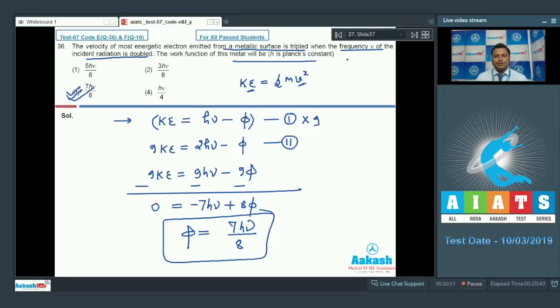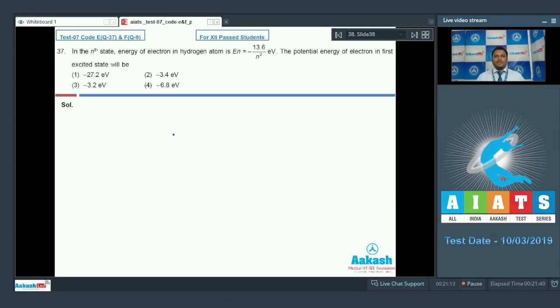Now let us proceed to the next question, that is question number 37. So here is question number 37. In nth state, the energy of electron in hydrogen atom is En equals minus 13.6 by n square electron volt. The potential energy of electron in first excited state will be what?